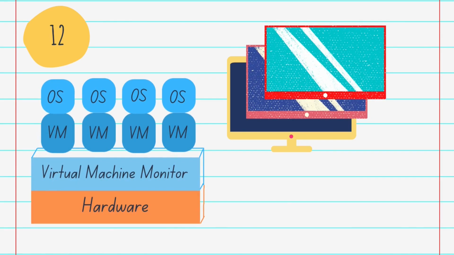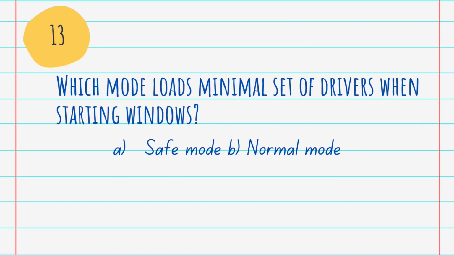In simple terms, we can say that virtual machines allow you to run an operating system in an app window on your desktop that behaves like a full separate computer. Okay, it's enough if you only remember this. Then question number 13: which mode loads a minimal set of drivers when starting Windows? A, safe mode, and B, normal mode. And the answer is A, safe mode.